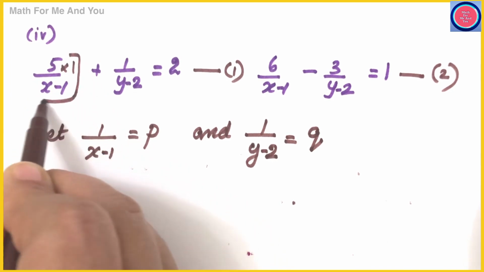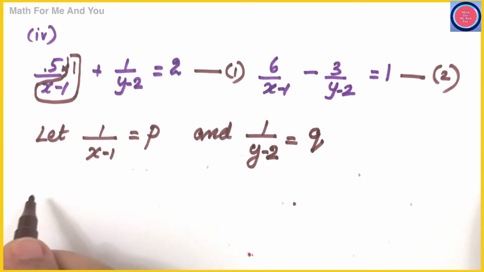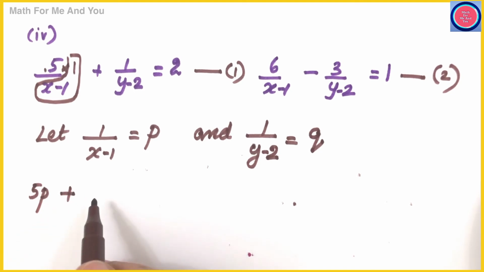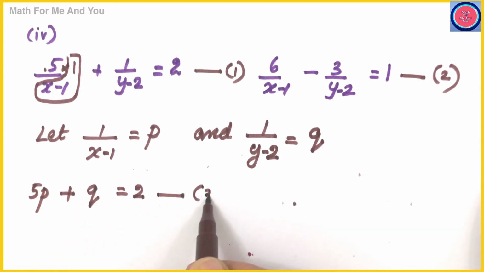So the equation we can reduce. We can change 5 times 1 over x minus 1, that means it is 5p plus 1 over y minus 2, what is that? It is q, equal to 2. This is a linear equation. We could mark it as equation number 3.